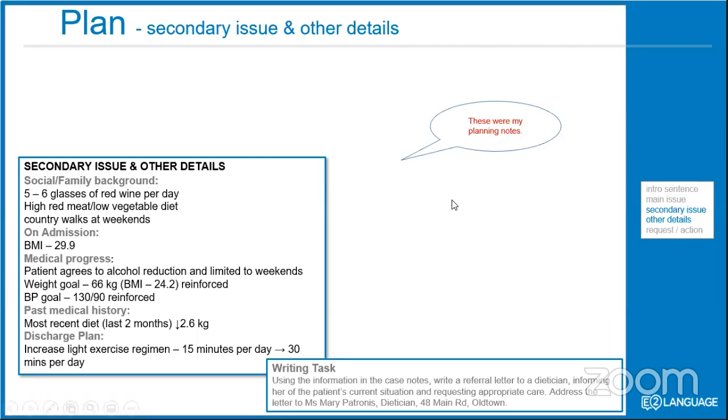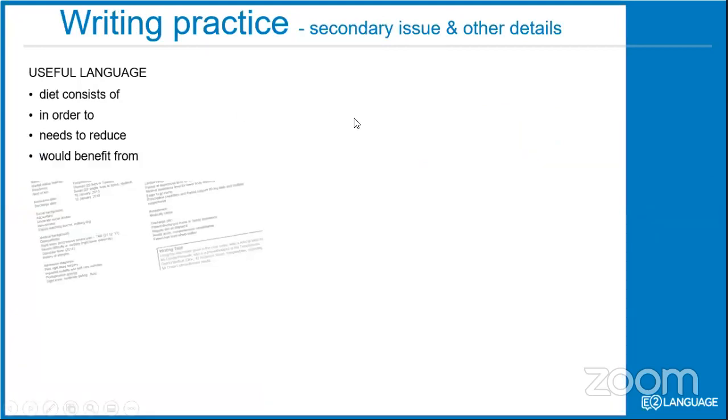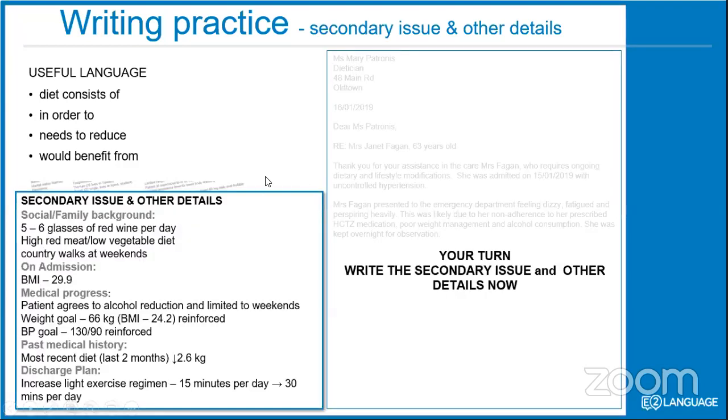Okay. So, useful language that you might want to make this work for you. Diet consists of, in order to, needs to reduce, would benefit from. So what I'd like you to do now is to write your secondary issue and other details paragraphs. You've got 7 minutes to do this, okay? I'll see you all on the other side. Good luck.